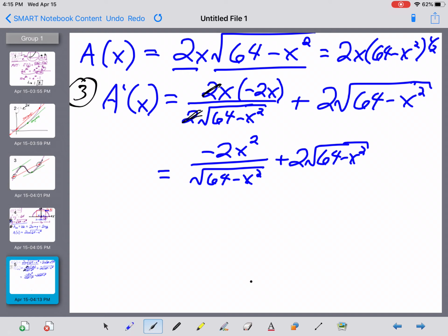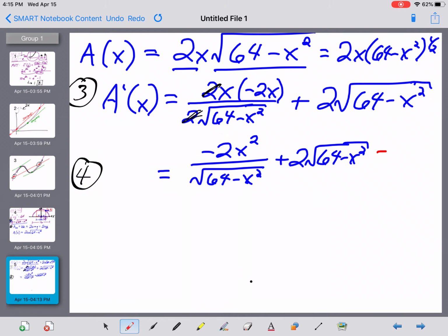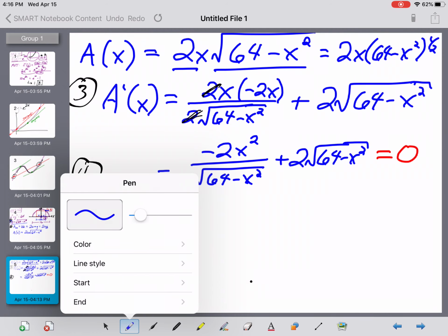And now at this point, I think we're ready to move on to step 4. And I tell you what, just to save a little space, I'm going to do that right here. Step 4 was to take that derivative right there, set it equal to 0, and then try to solve that mess. So let's see what we can do to clean this up.